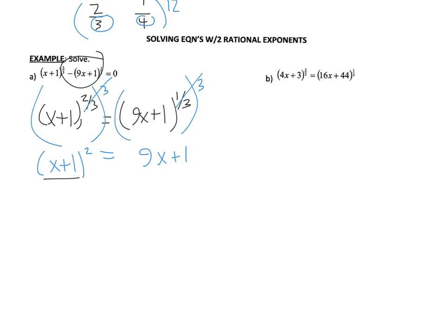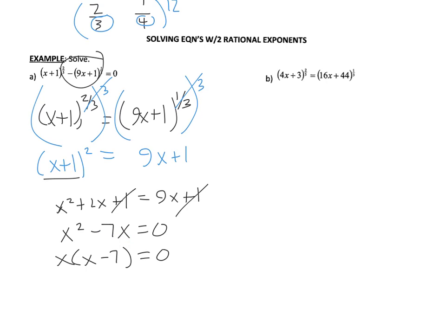So I'm going to FOIL this part out. So it's x squared plus 2x plus 1 equals 9x plus 1. Get one side equal to 0. The ones will cancel out. So I'll have x squared minus 7x equals 0. This one I can solve by doing the greatest common factor and factoring out an x. So I'll use the zero product property and set each one of these equal to 0. So x equals 0, x equals 7. And then you want to check, and they both work.